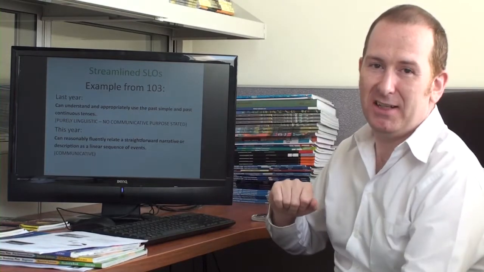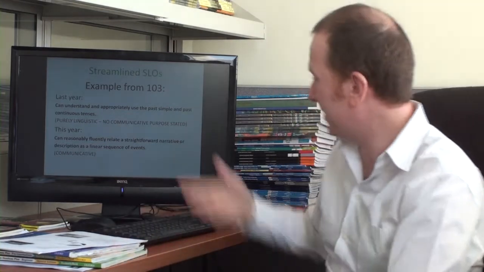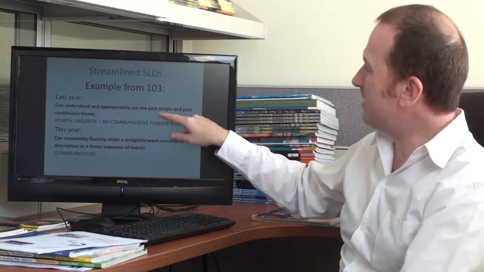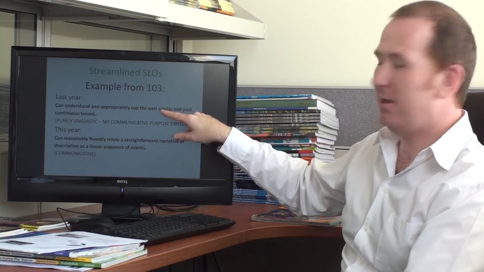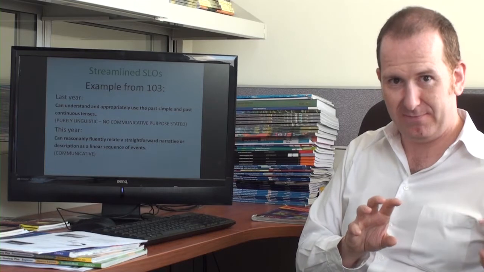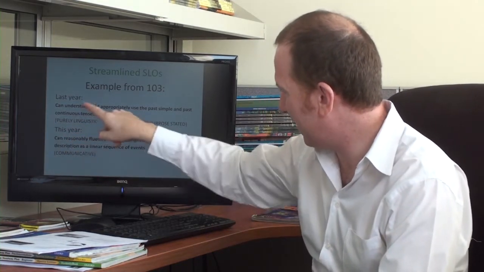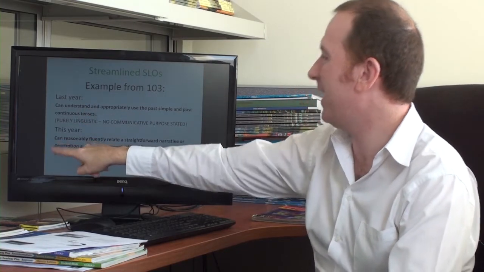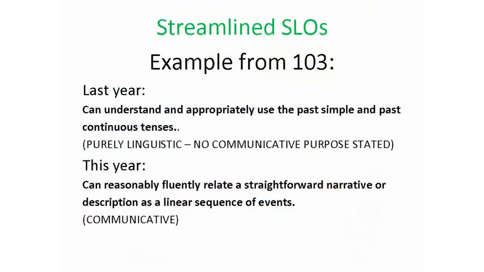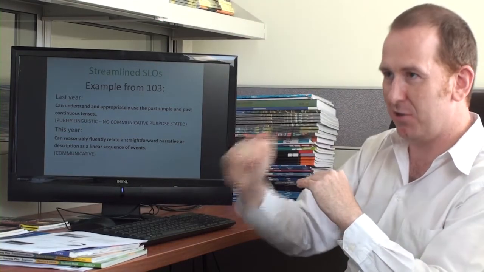There's no context provided. Obviously there's the context provided in the course book, but these SLOs have been, where possible, transformed into communicative SLOs. The example here, last year it was this, now we can reasonably fluently relate a straightforward narrative or description as a linear sequence of events. So this explains what the learners are able to do with the language.